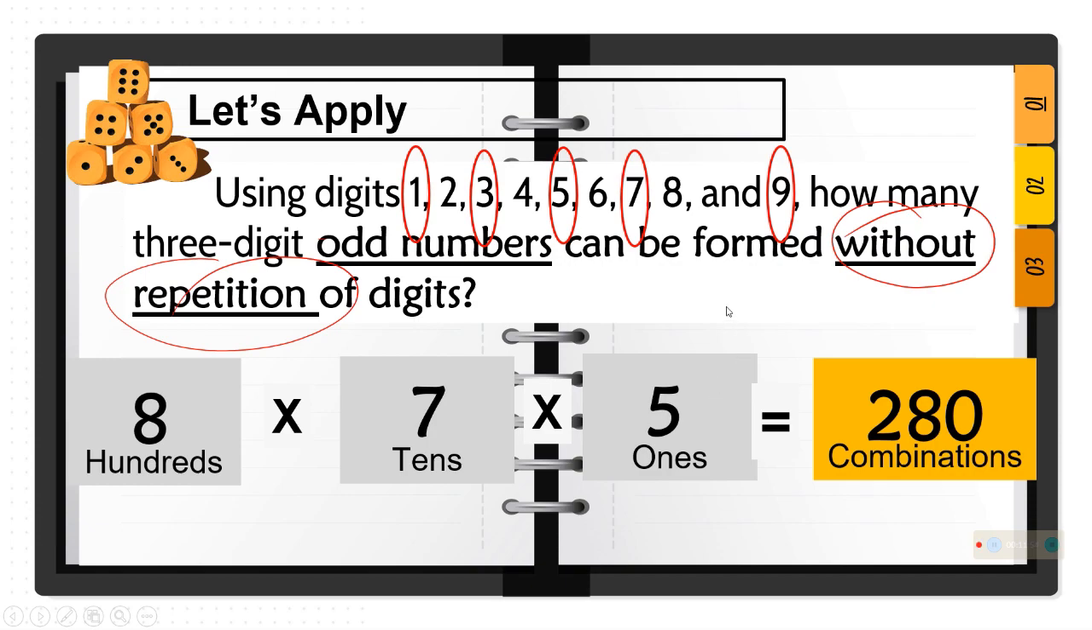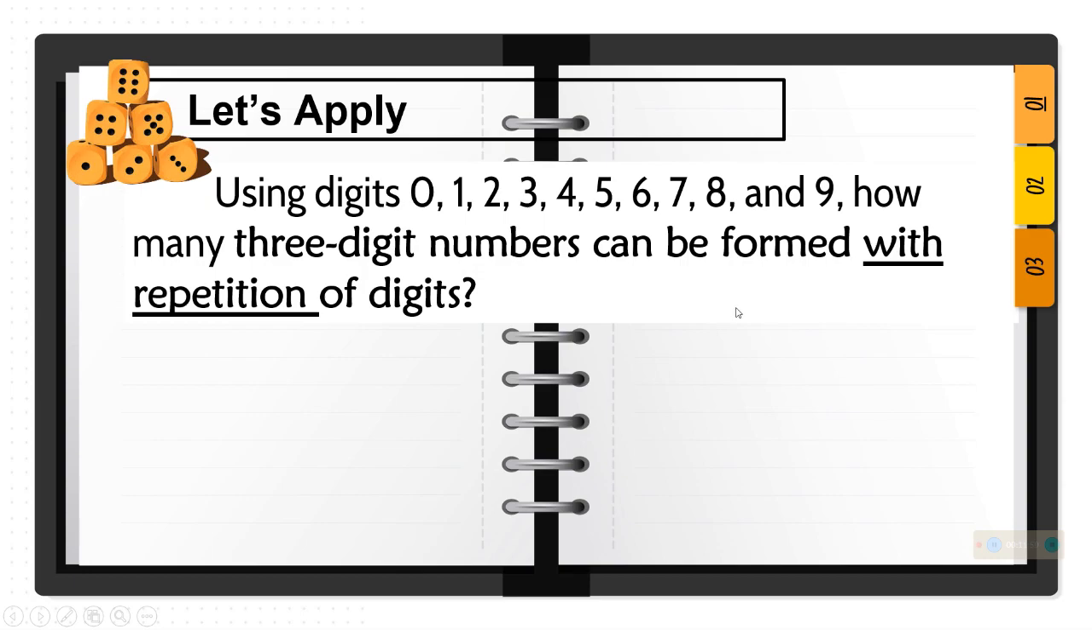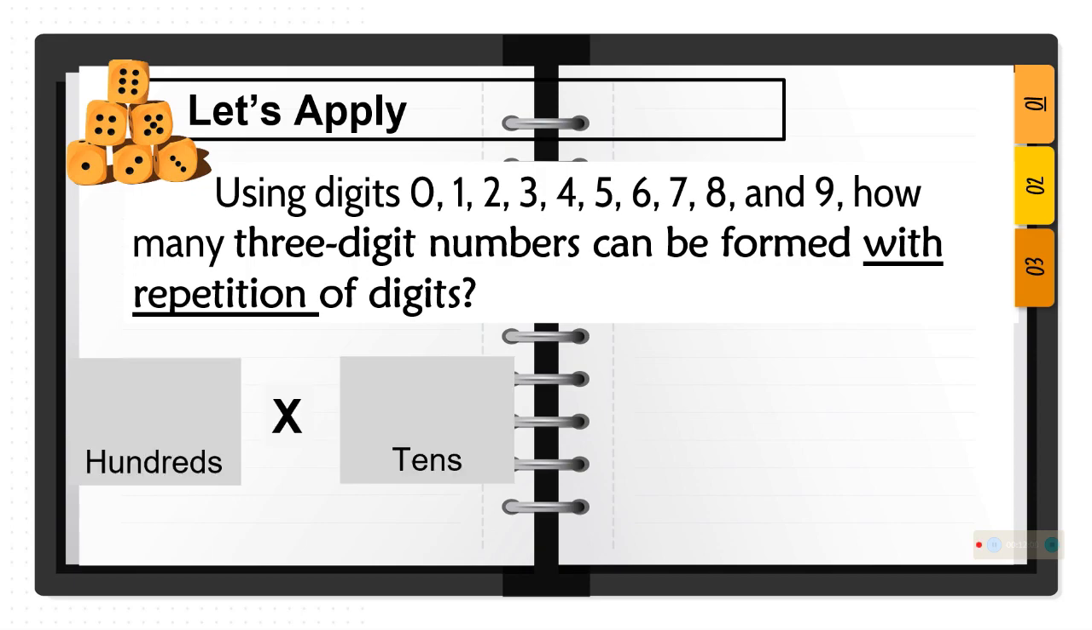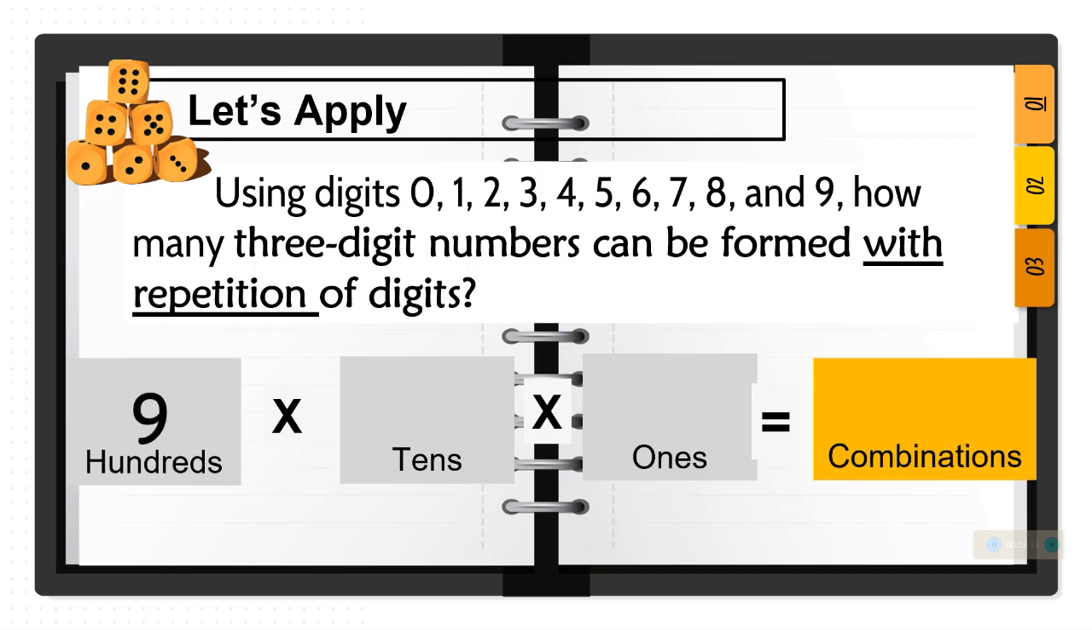Okay, question in this problem? Okay, next. How about if we have the digits 0, 1, 2, 3, 4, 5, 6, 7, 8, and 9. How many 3-digit numbers can be formed with repetition of digits? Again, hundreds, tens, and ones. So the hundreds digit will be 9. The tens or the ones digit will be 10 because we have here given 0. And then the tens digit will be also 10. And then 9 times 10 times 10 is equal to, correct, 900.